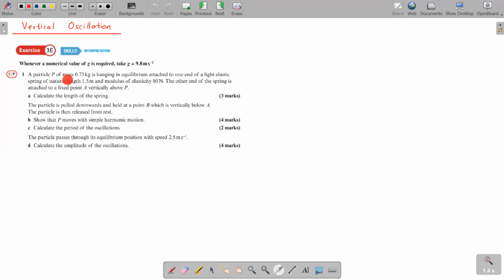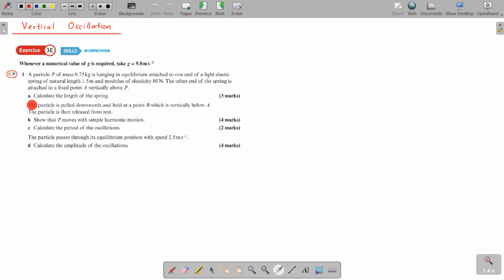A particle P of mass 0.75 kilogram is hanging in equilibrium attached to one end of a light elastic spring of natural length 1.5 meters. Guys, do you see the difference between this question and the previous one? In the previous section we were dealing with horizontal springs, but now the springs are vertical, hanging in equilibrium. The modulus of elasticity is 80 Newton. The other end of the spring is attached to fixed point A vertically above P.